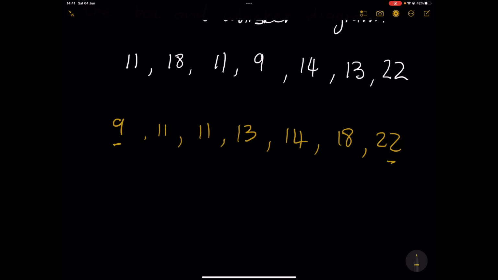So first of all, let's determine our median. Our median is going to be the middlemost value.